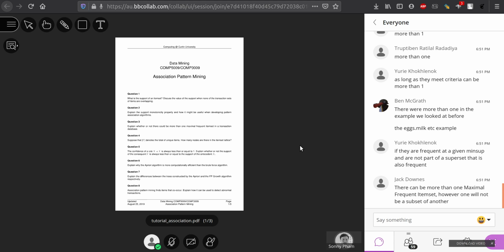All right. Question number 4: does anyone remember, if I have absolute U, which is a notation that denotes the number of unique items in a transaction database, how many nodes are there in the item set lattice?